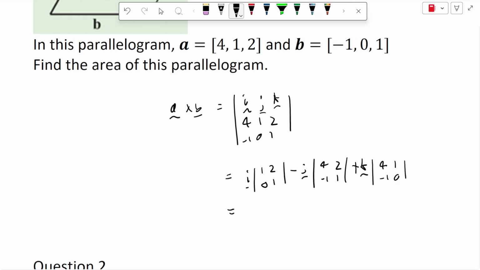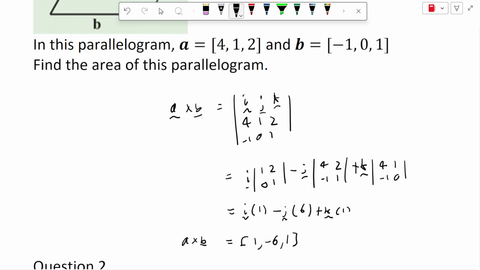So that's 1 take 0. This is 4 plus 2. And then with the k vector, that's 0 plus 1. So this vector is (1, minus 6, 1).